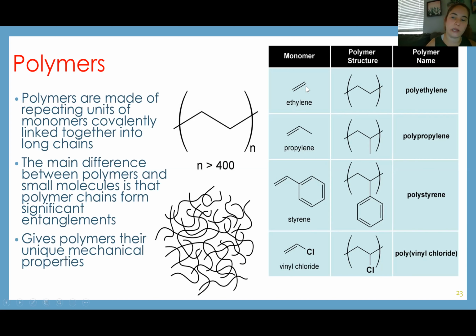So for example, when ethylene is polymerized, it turns into just a very, very, very long alkane, which we call polyethylene. The main difference between polymers and small molecules is that polymer chains form significant entanglements. So what this means is that you end up creating a long alkane, and since you have many molecules of that long alkane, it's kind of the same effect as mixing up a bowl of spaghetti.